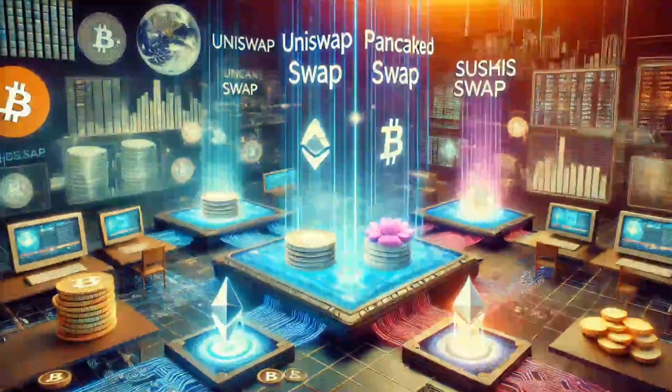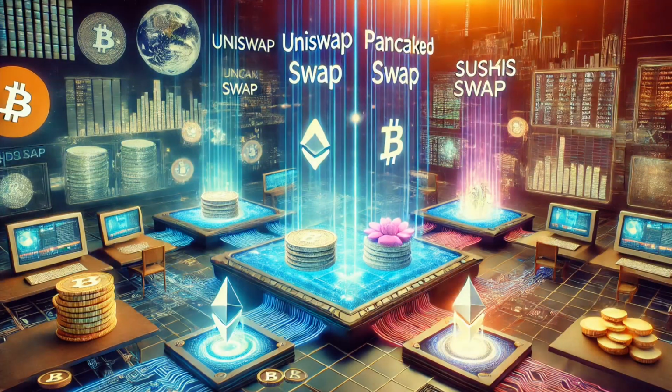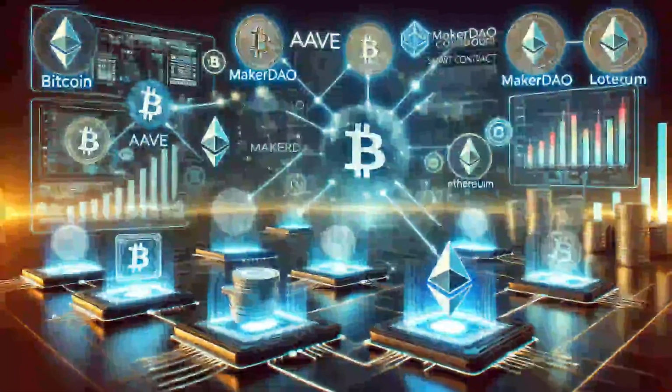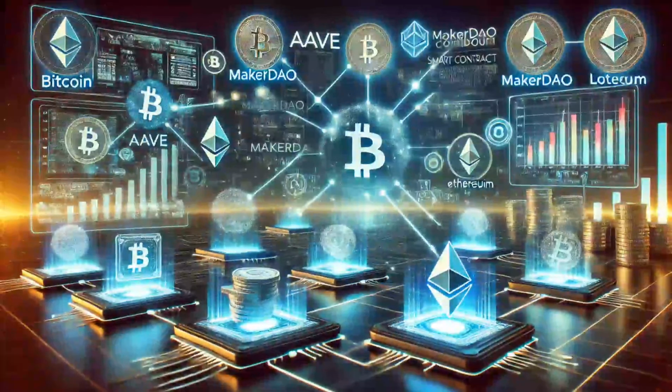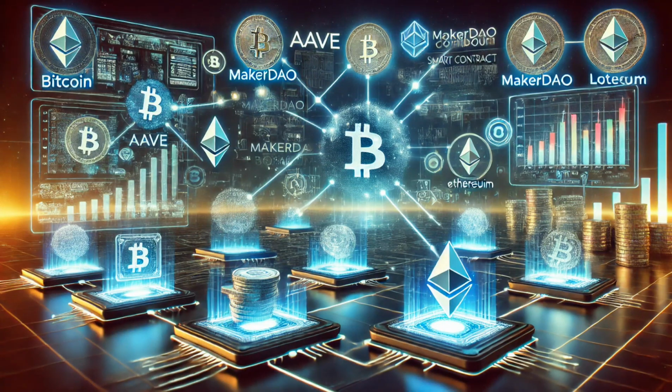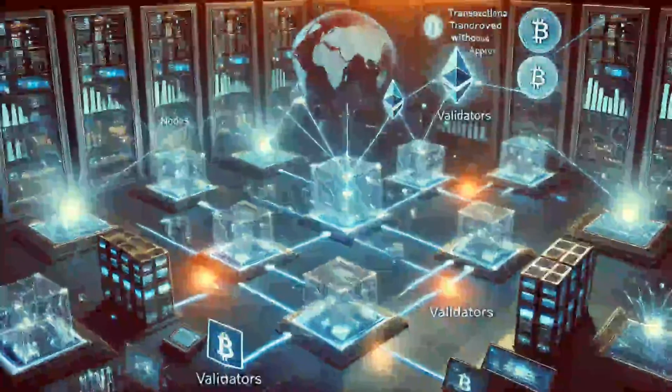Examples of decentralized systems in crypto: decentralized exchanges, DEXs, Uniswap, PancakeSwap, SushiSwap. Decentralized finance, DeFi, platforms, Aave, MakerDAO, Compound. Cryptocurrencies, Bitcoin, Ethereum, Litecoin.